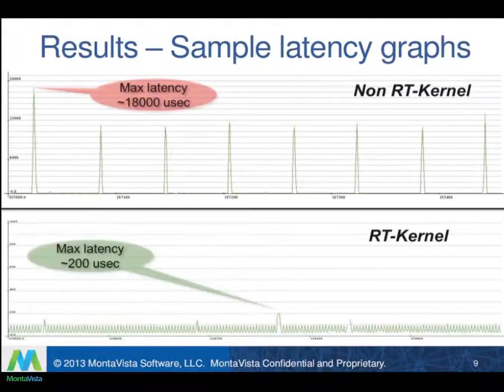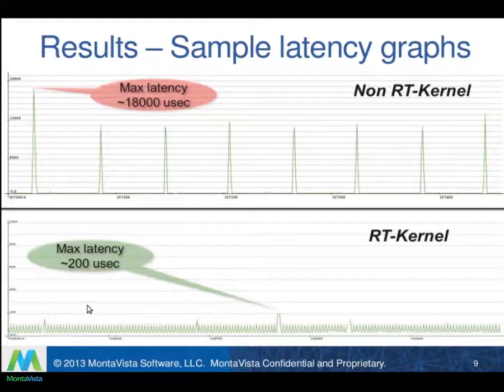Okay, so these are the sample graphs collected on the previously set up target. This is the latency plot for the non-RT kernel, and this is the latency plot for the RT kernel. If you observe these graphs, it clearly shows there are huge peaks on the non-RT kernel. If you see this scale, it is in thousands, somewhere around 20,000, and you get a maximum latency of 18,000 microseconds.